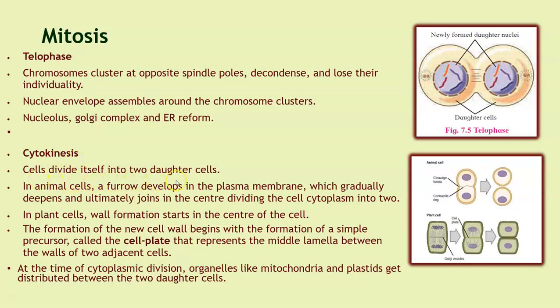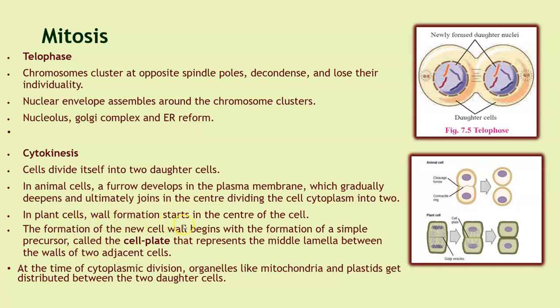Then we have cytokinesis. Cells divide itself into two daughter cells. So after the nuclear division has taken place, now you will have the cytoplasmic division occurring. In animal cells, a furrow develops in the plasma membrane, which gradually deepens and ultimately joins in the center, dividing the cell cytoplasm into two. Here you can see the cell forms a furrow here. That is, it starts contracting and the contraction deepens and it gets separated out into two daughter cells.